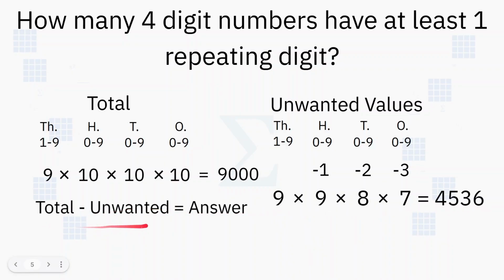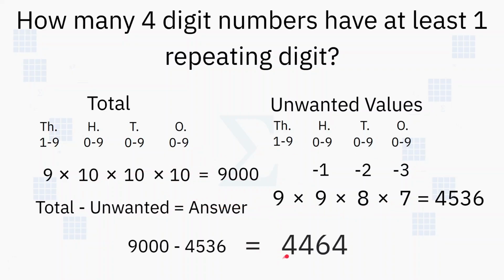Now, let's put complementary counting into practice. And subtract 4,536 from 9,000 to get our answer. So let's plug it into the formula here, and we get 4,464. And that's our answer.